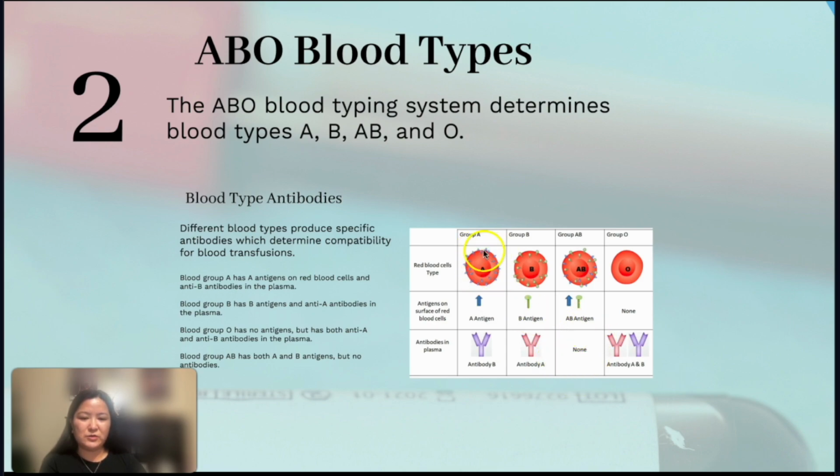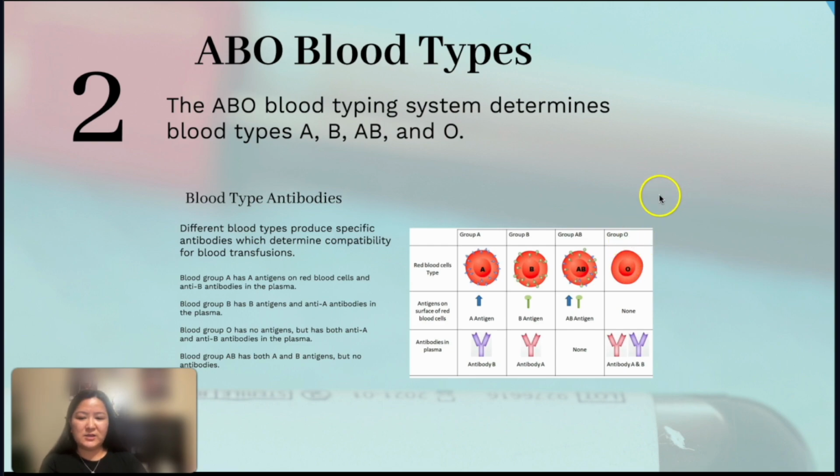Here, if you see in group A, they are going to fight against antibody B, and group B is going to fight against antibody A. But this is AB, that's why there are no antibodies in the plasma. And group O doesn't have any antigen, no A, no B, and it does have antibody A and B. So if there is a patient with blood group O, they can have any blood from the patient who has blood group AB, B, and A. It has to be O positive or O negative.